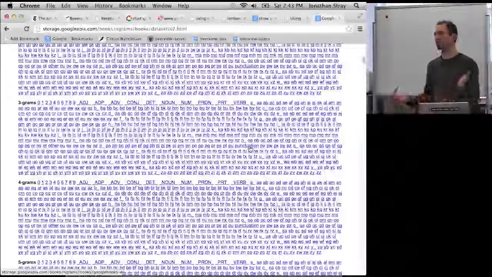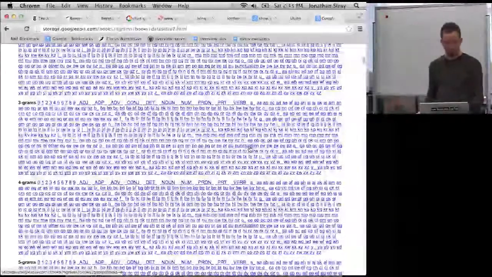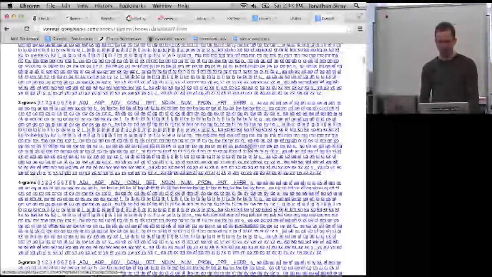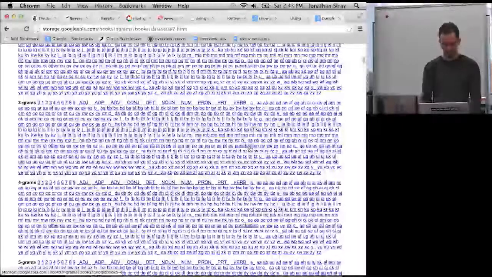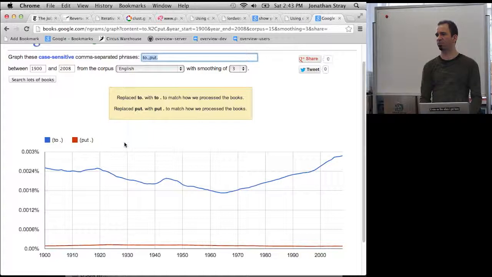And written language has a lot of, it's got periods, right? You want to keep track of periods, because let's say I want to do how often does a sentence end with "to" or "put"? This is, you know, dangling prepositions. This is something up with which I will not put. There you go. Now I can look at the rate of dangling twos over history. Because that, "put" and then a dot, two tokens, bigram.